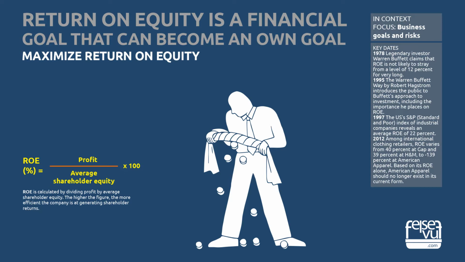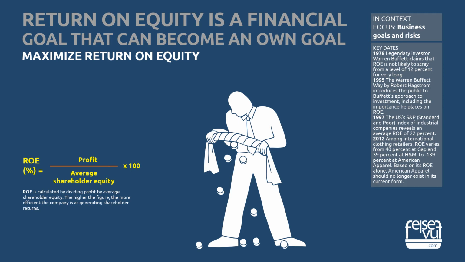Key dates. 1978: legendary investor Warren Buffett claims that ROE is not likely to stray from a level of 12% for very long. 1995: The Warren Buffett Way by Robert Hagstrom introduces the public to Buffett's approach to investment, including the importance he places on ROE. 1997: The U.S.'s S&P, Standard & Poor, Index of Industrial Companies reveals an average ROE of 22%.